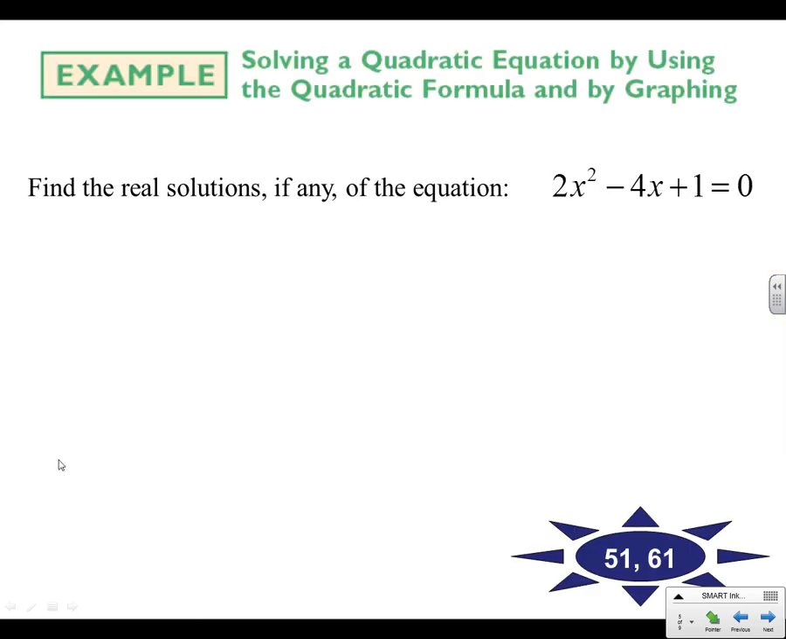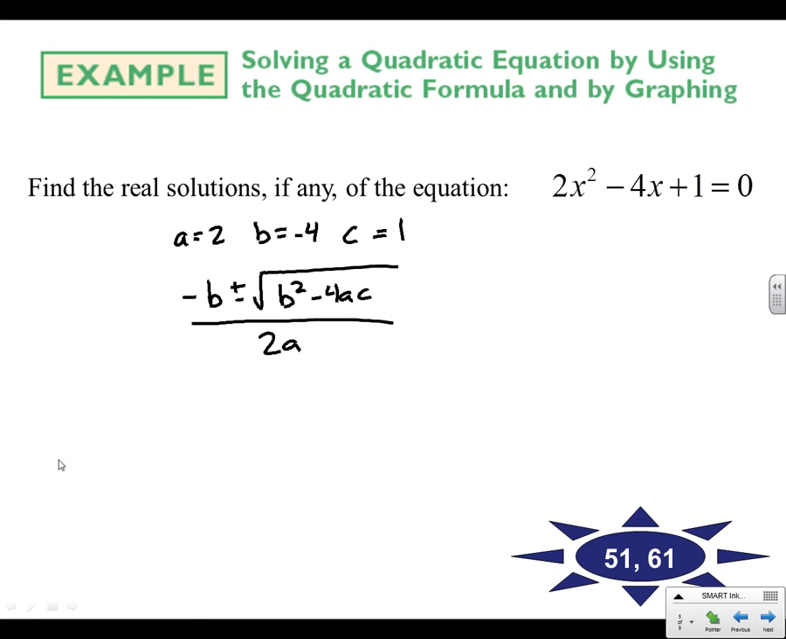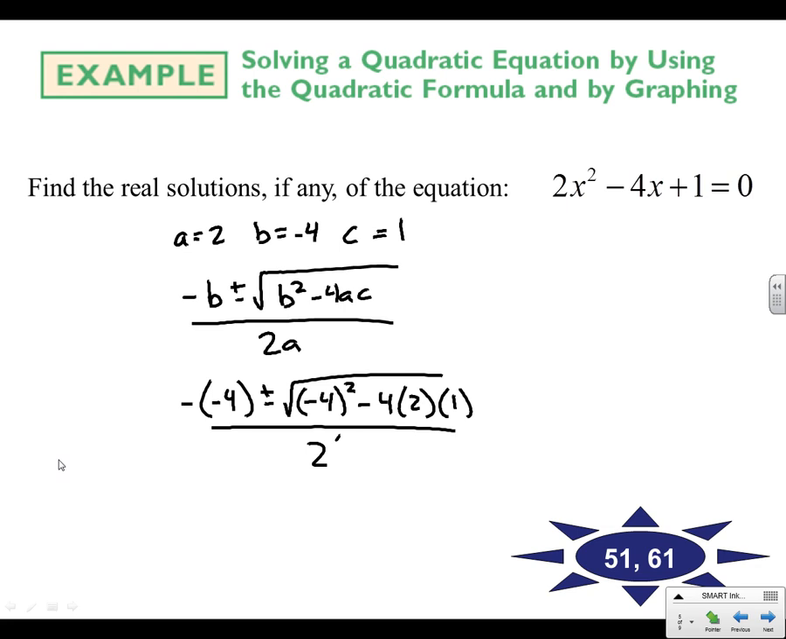Here we go, let's try one: 2x squared minus 4x plus 1. Let's just write it out. You don't necessarily need to do this every time, but we'll do it here just so we can see from the very beginning what's going on. So a is 2, b is negative 4, and c is 1. Negative b plus or minus the square root of b squared minus 4ac all over 2a. You need to start memorizing this formula, the quadratic formula. So negative b is negative 4, plus or minus the square root of negative 4 squared minus 4 times a times c, all over 2a.